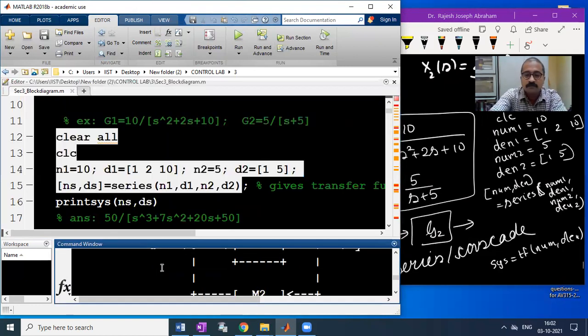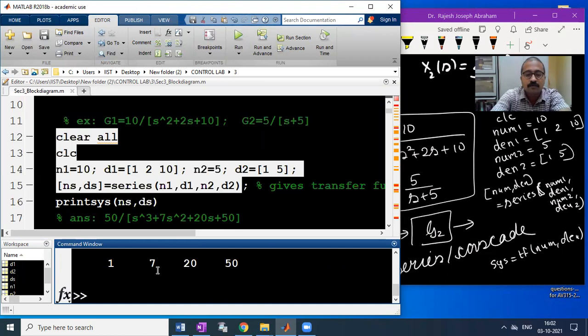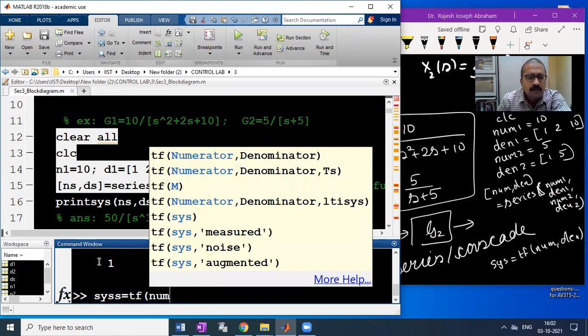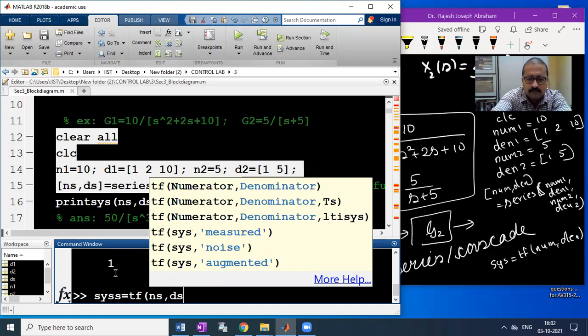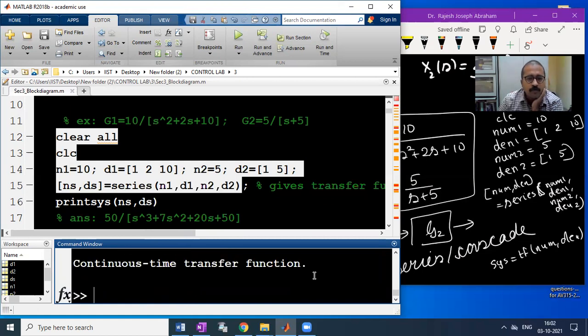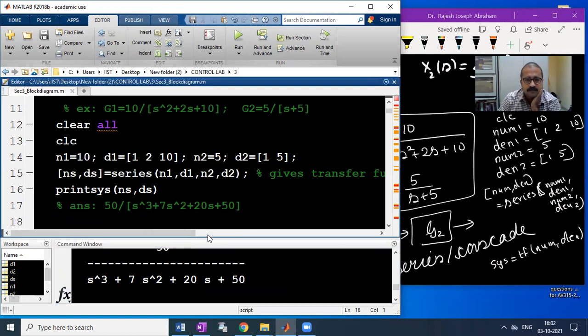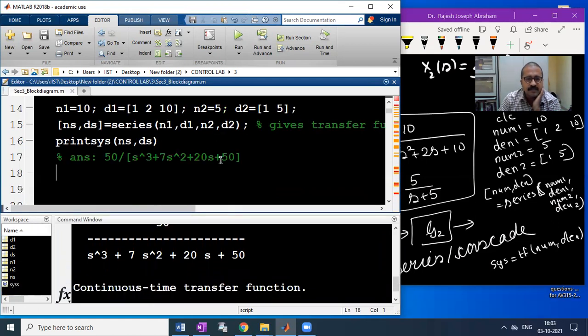Okay, so when you run these things, this is your overall numerator and denominator. So sys equals sys s. I will give some variable, sys s equals TF of num s, ns comma ds. I have defined the variables as ns, ds, n1, d1 like that. So this will be the open loop transfer function: 50 divided by s cube plus 7s square plus 20s plus 50. This will be the transfer function, right?